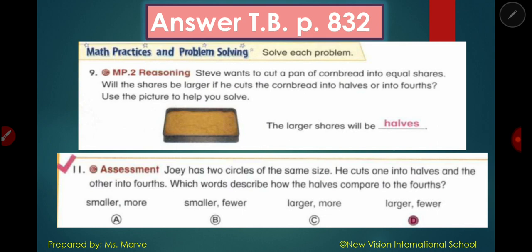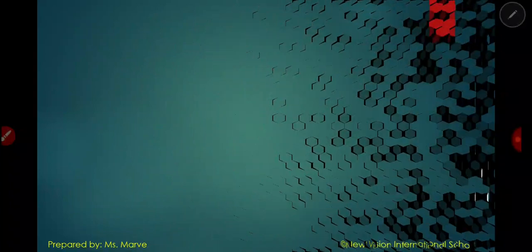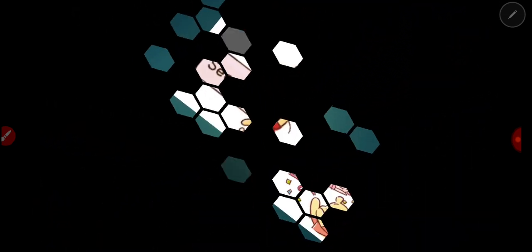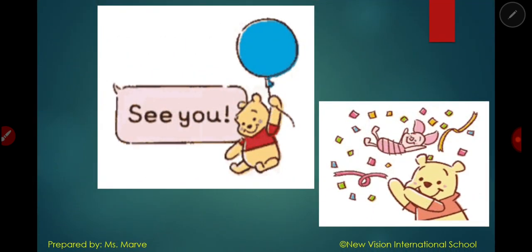I will always encourage you to take a picture of each page and send it to our group. I will always check that, and I have a record for every page you made. Understood? Okay, great. Thank you so much, grade 1. You're doing a really good job. That's really commendable.